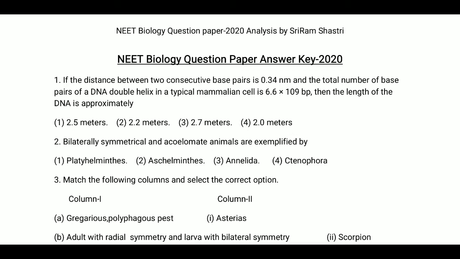If the distance between two consecutive base pairs is 0.34 nanometer and the total number of base pairs of DNA double helix in a typical mammalian cell is 6.6 into 10 raised to power 9 base pairs, then the length of the DNA is approximately. So if you talk about this, the reading is regarding mammalian cell and the length of DNA, directly the answer is about 2.2 meters. That is the complete length of the genome in mammalian cell.